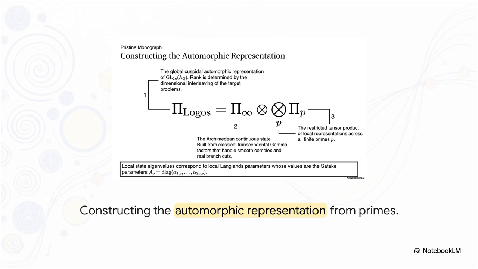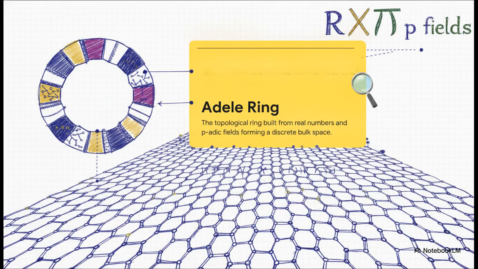It breaks down into an Archimedean, continuous state handling smooth branch cuts, that's the infinity symbol you see, and a restricted tensor product of local representations across all finite primes. Now, the absolute key here is understanding the Adele ring. Think of it as the foundational discrete bulk space that's running these local p-adic stabilizer codes. When you see the real numbers crossed with the product of all p-adic fields, you are looking at an infinite discrete network. It literally serves as the hardware for our universe's code.